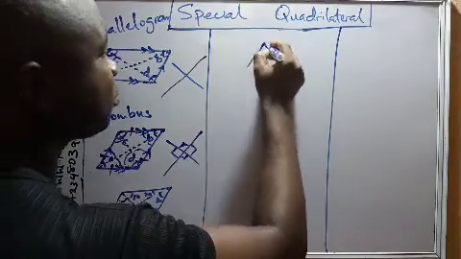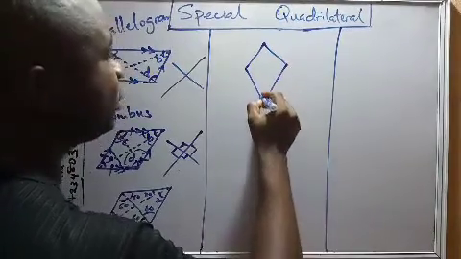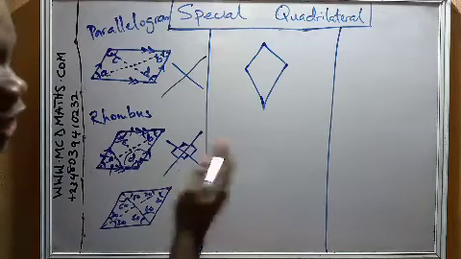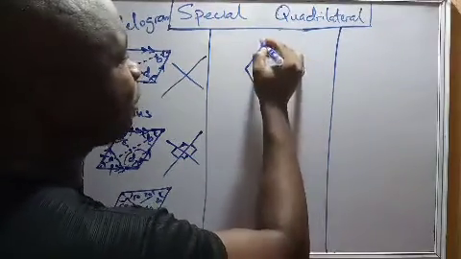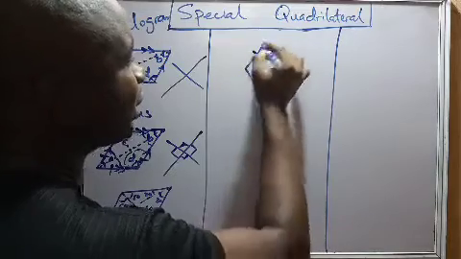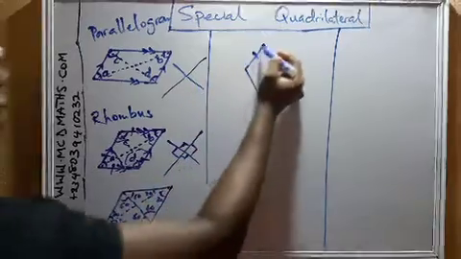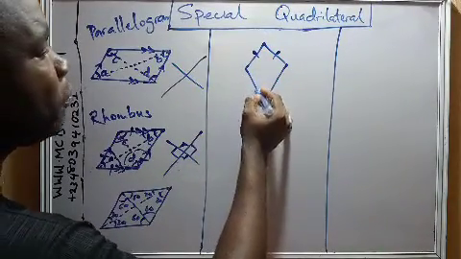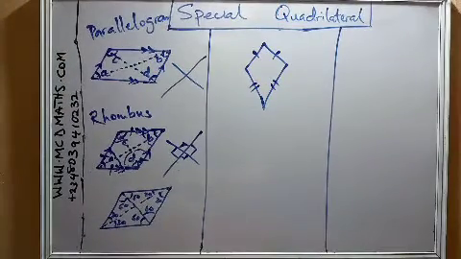Okay, we will move on to another special quadrilateral. That's a kite. A kite has a short head and a long tail. The two sides that form the head are equal, so the adjacent sides are equal. This side is equal to this side. Then the two sides that form the tail are longer, but they're also equal. So this side is equal to this side. Adjacent sides are equal.